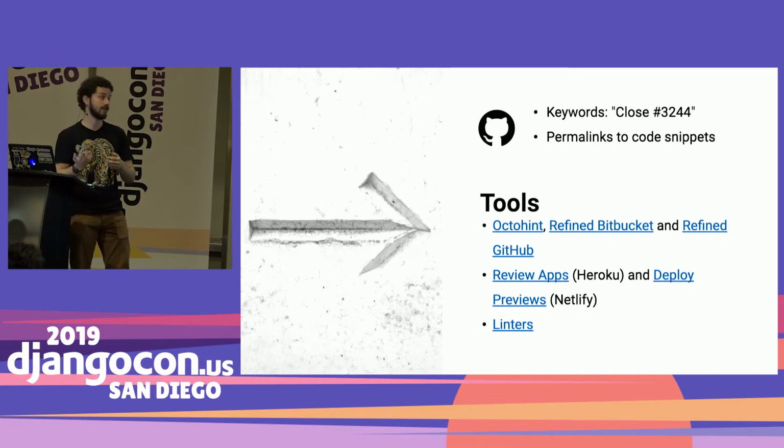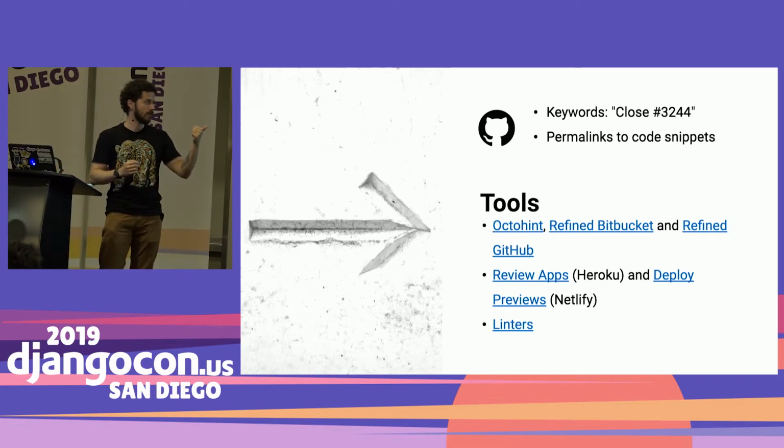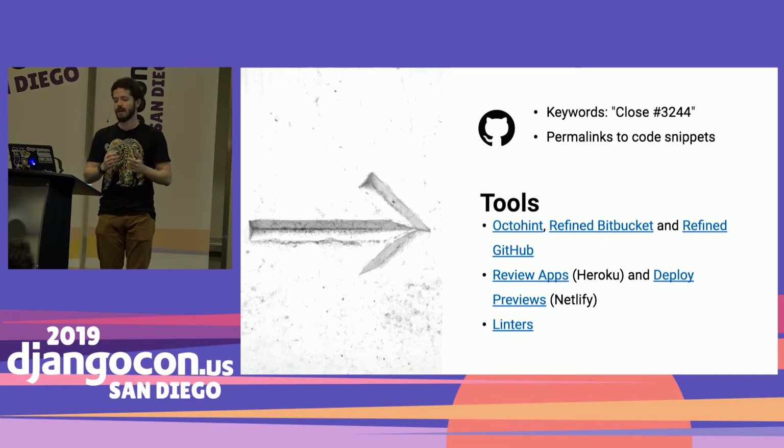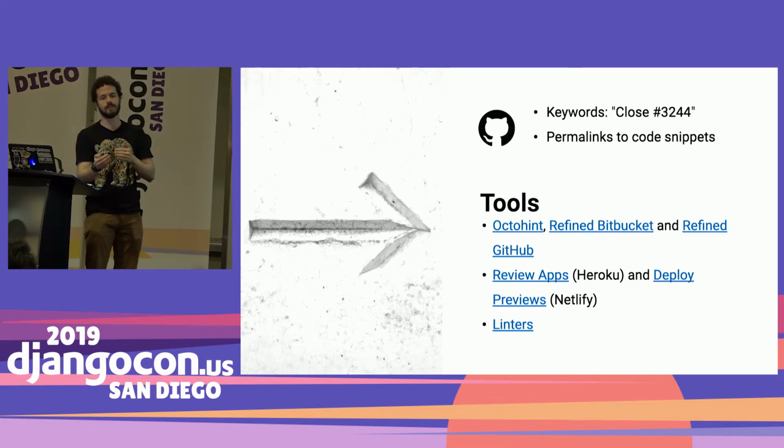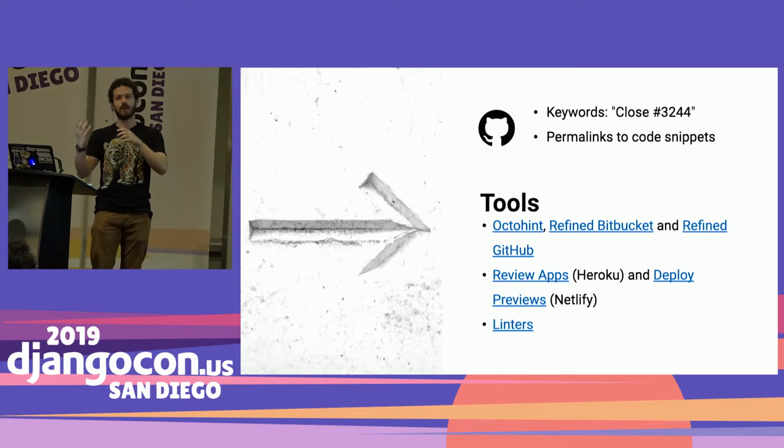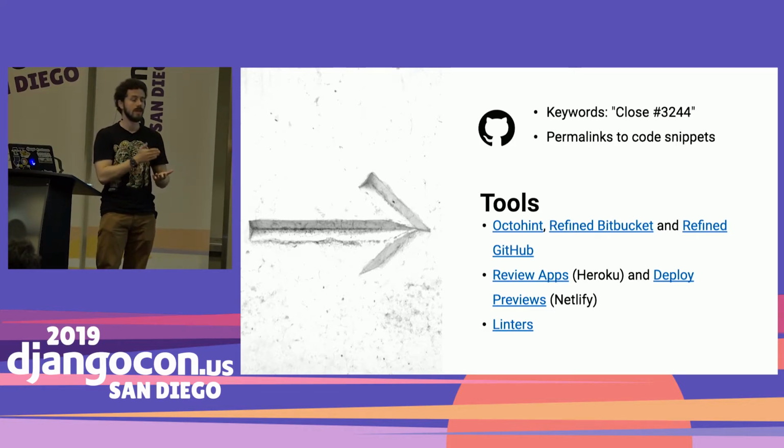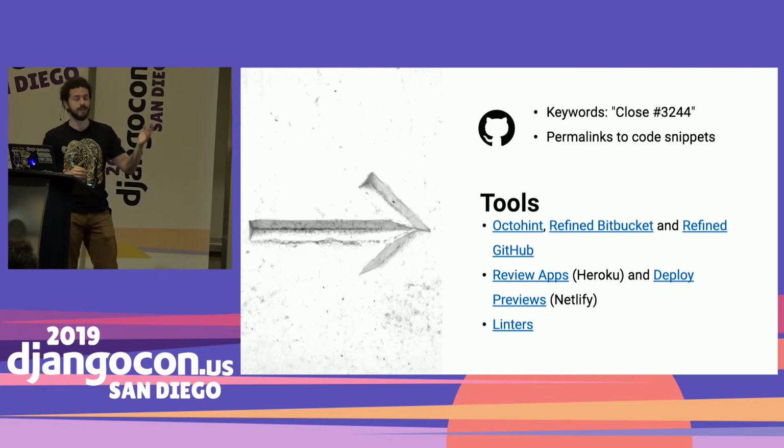Review apps from Heroku and deploy previews from Netlify are some tools that allow you to deploy changes from a specific branch you've just created and are requesting the pull review for, to a public URL. So you can actually see your project running on the web, and whoever is reviewing it can access that URL instead of having to run the project on their machine. So that's a very nice, obviously paid, feature.